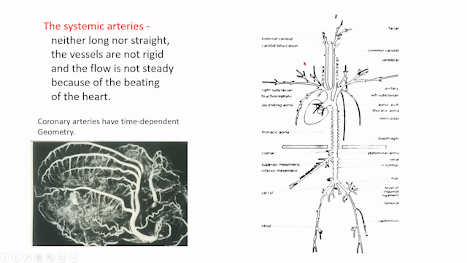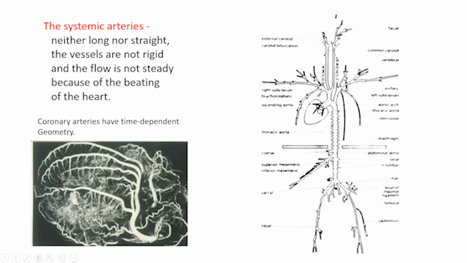Why not? Well, because this is a sketch of the systemic arteries in a mammal, probably not human, since it appears to have a tail. But like humans and any other mammal, the tubes are not long. They might be long, but they're not. There's no great length between one branch and the next. They're not straight, especially the aorta as it comes out of the heart. It has a big curve in it. The vessels are not rigid. The flow is not steady because of the beating of the heart, and in some vessels, the overall geometry is unsteady.